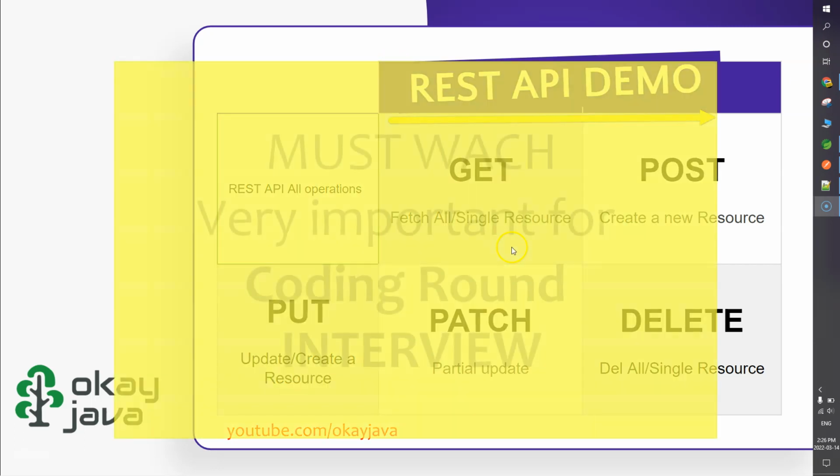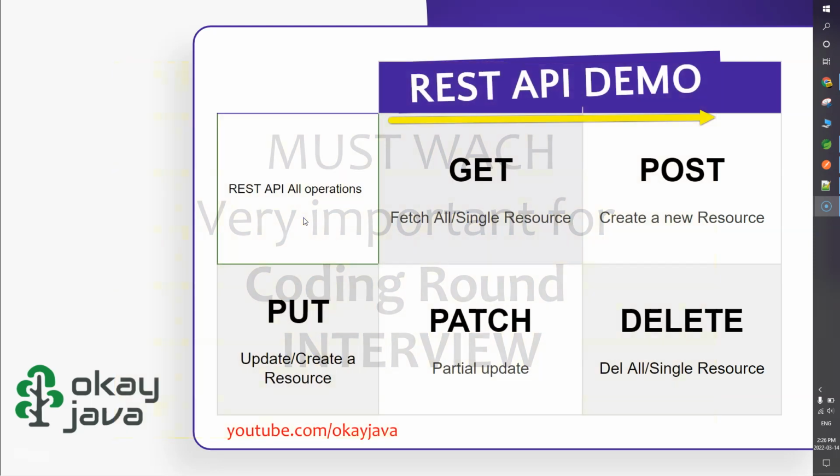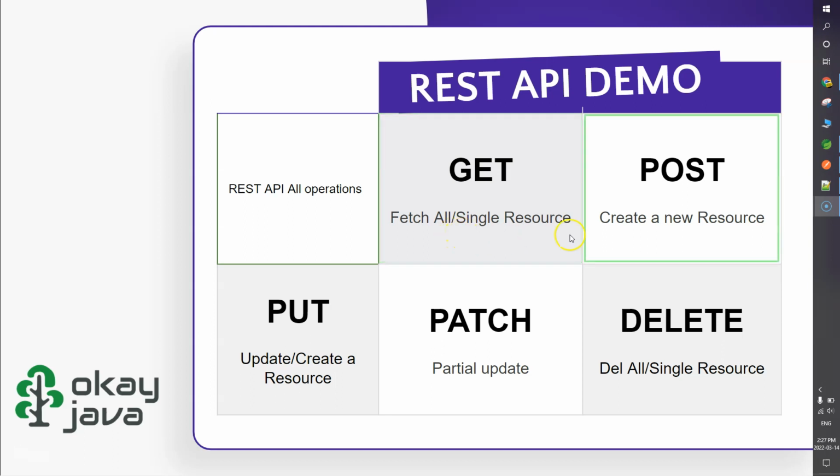Guys, in this video, we'll talk about the most popular REST API functions. We are going to discuss the GET function. We use the GET function to fetch either a single resource or multiple resources from the database. Then we'll talk about the POST call or POST mapping. Basically, we use a POST call to create a new resource.